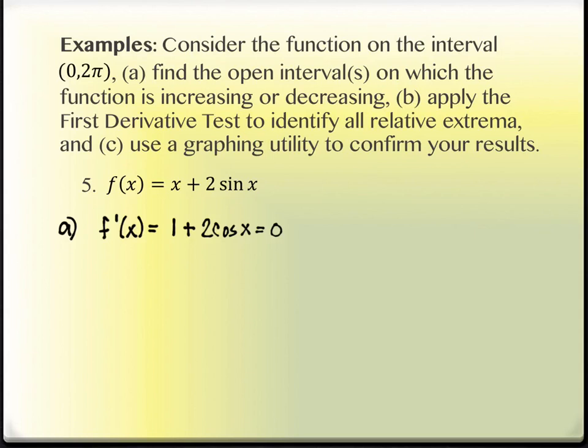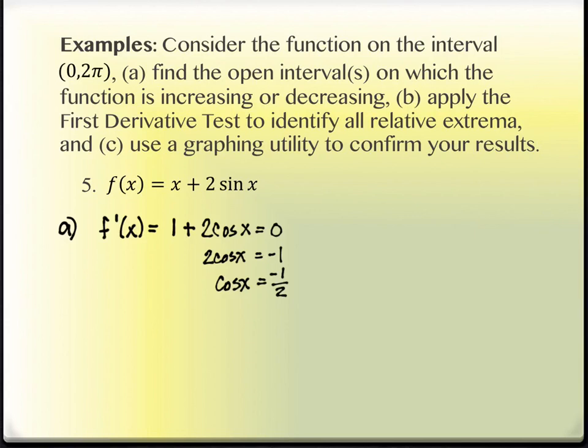This one feels a little different, though, because it's trig at this point, right? So solving trig is a little bit different than solving algebra. So we're going to move the 1. So 2 cosine of x is negative 1, and divide by my 2. So cosine of x is negative 1/2. All good?